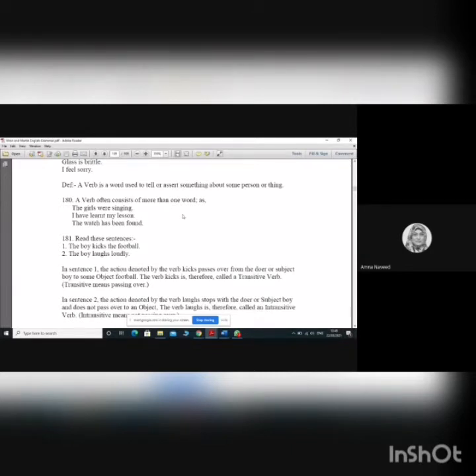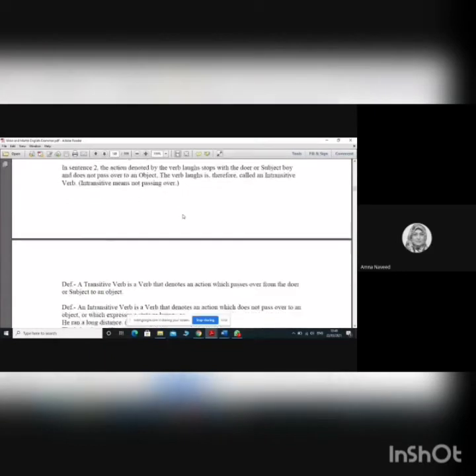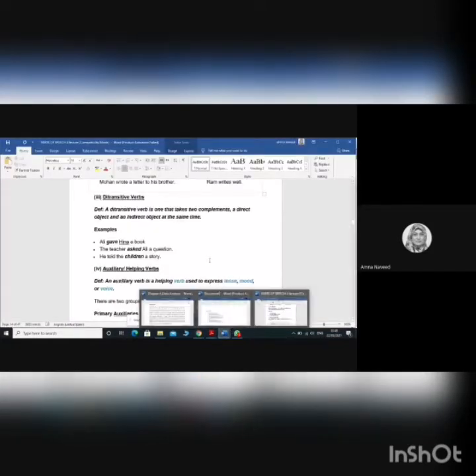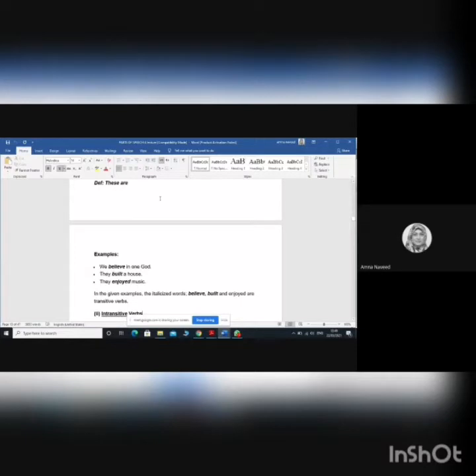So, two types of sentences with verbs. Sometimes the verb may take an object, and sometimes a verb may not take an object. Still, it gives you a complete meaning. So, it means we can say that there are two types of verbs. One is transitive verbs, and the other is intransitive verbs. So, what are these transitive and intransitive verbs? I believe you all can see my screen. Yes, ma'am. Okay. So transitive verbs are those verbs which need an object.